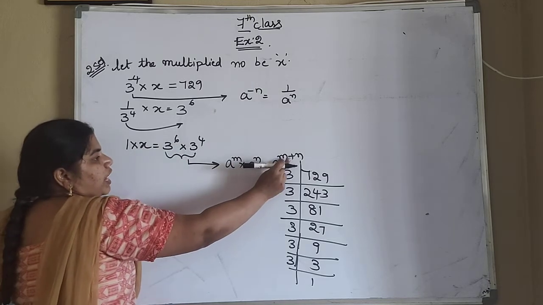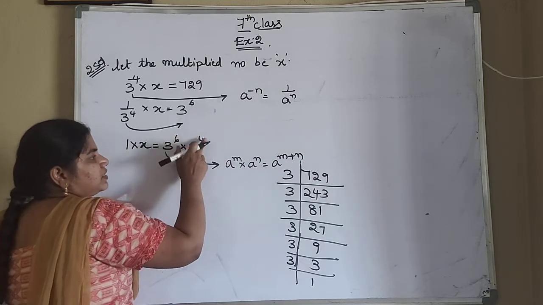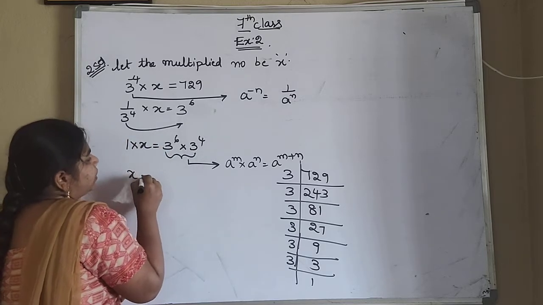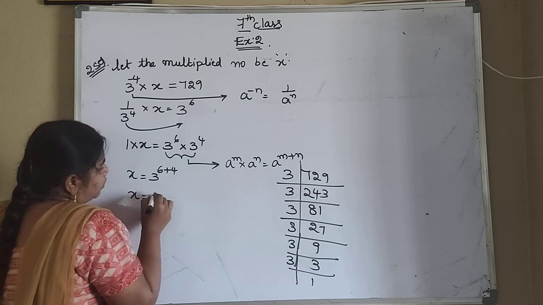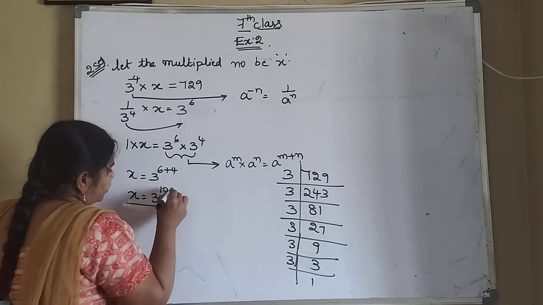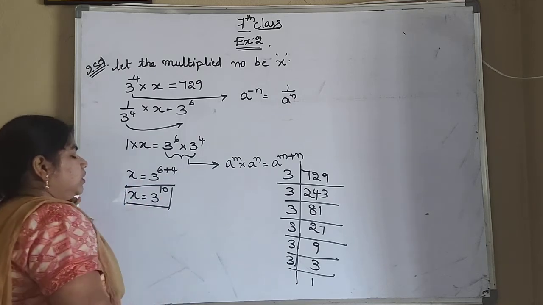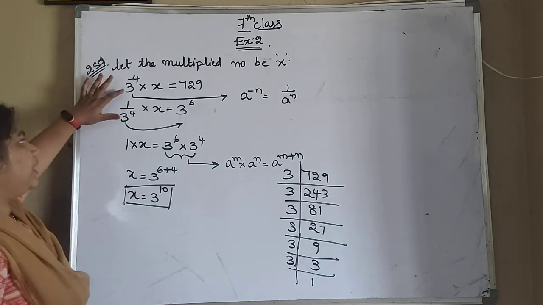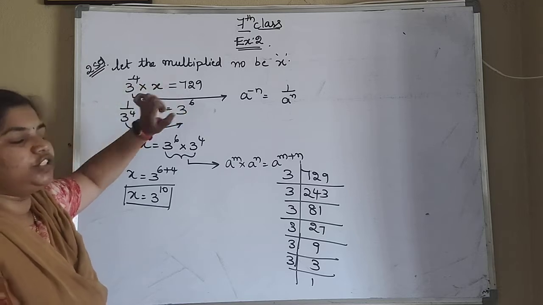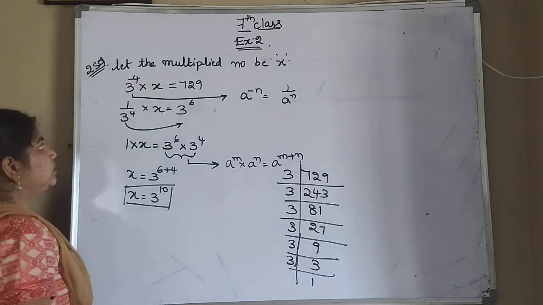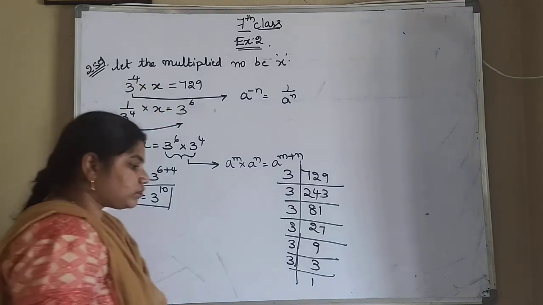What we have to do? We have to add the powers. So we have to add 6 plus 4. So x equals 3 power 6 plus 4. So x will be equals to how much? 3 power 10. So what is the x value here? 3 power 10. If you multiply 3 power 10 with 3 power minus 4, the result will be how much? 729. So this is our second solution.